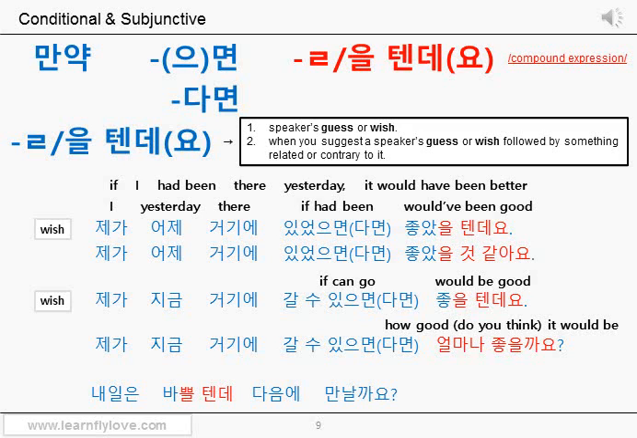Please listen carefully. 내일은 바쁠 텐데 다음에 만날까요? 내일은 바쁠 텐데 다음에 만날까요? This 을 텐데 is used in the middle of the sentence as a connective ending. Of course, you shouldn't use the suffix 요 in the middle of the sentence. 내일은, tomorrow. We use the auxiliary particle 은 to the adverb 내일. It adds a nuance of comparing to the adverb. It can mean compared to today or compared to the other day. Or it can just sound like you bring out 내일 as a topic of the sentence.